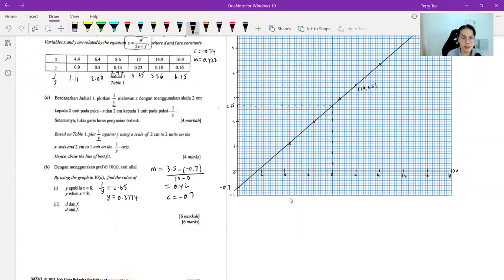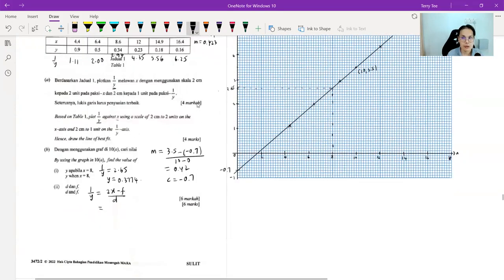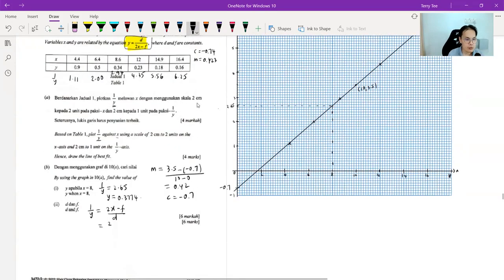This negative 0.7. Okay, so the next thing is we need to convert this equation here to linear form, right? So I'm going to do it down here. Take this and invert it. So when you invert, you get 1 over y. This is 2x minus f over d. Now let's split this into 2, okay? So when you split this into 2, you will have 2 over dx minus f over d. Yeah, so this is your big Y, this is your gradient, this is your X, and this is your C.